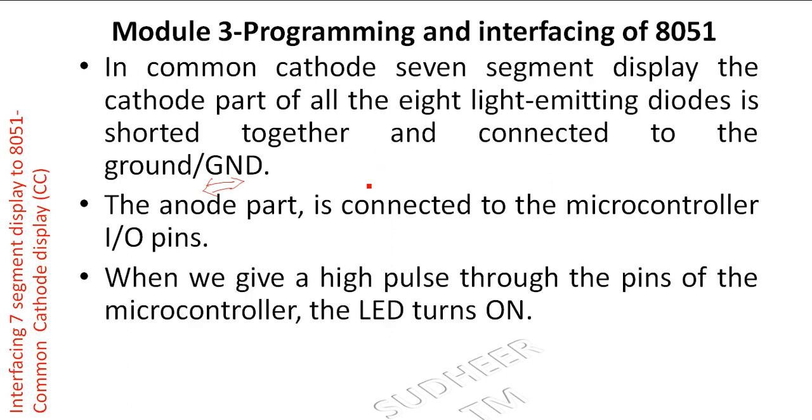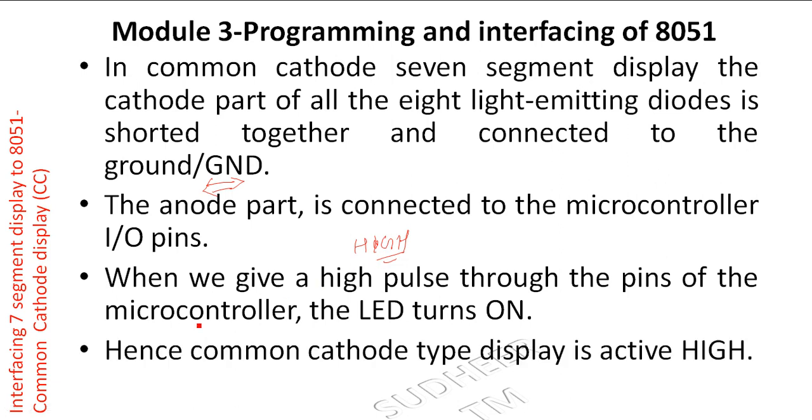Now, since the cathode is given a zero polarity, to the corresponding pins connected to the port we must give a logic high. To make them on, we must provide a logic high, so this device is active high. From our microcontroller we need to provide logic high pulses, so the common cathode display is an active high unit. And in our project, in our interfacing unit, we will be discussing the project on the basis of common cathode.